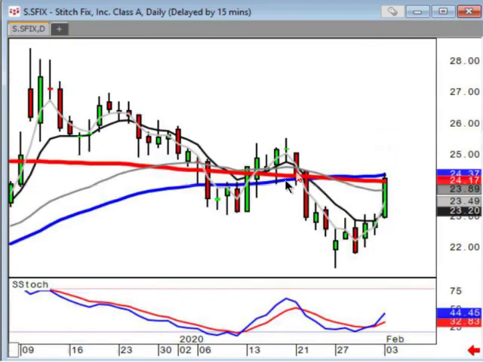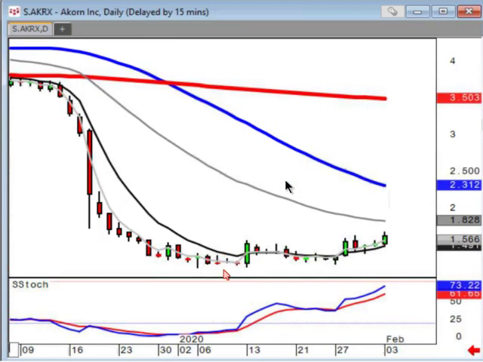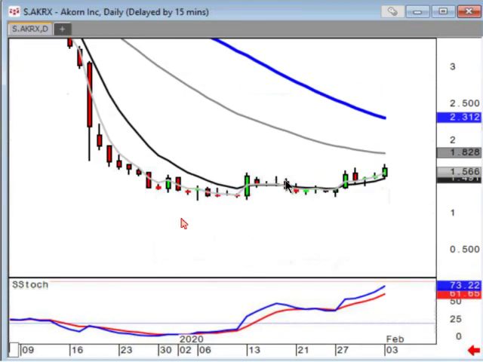S-fix, if it breaks out through the 50 and the 200, which would also be breaking out through this downtrending channel. AKRX, nice fry pan bottom. Yeah, and again, that one needs to have hefty volume.